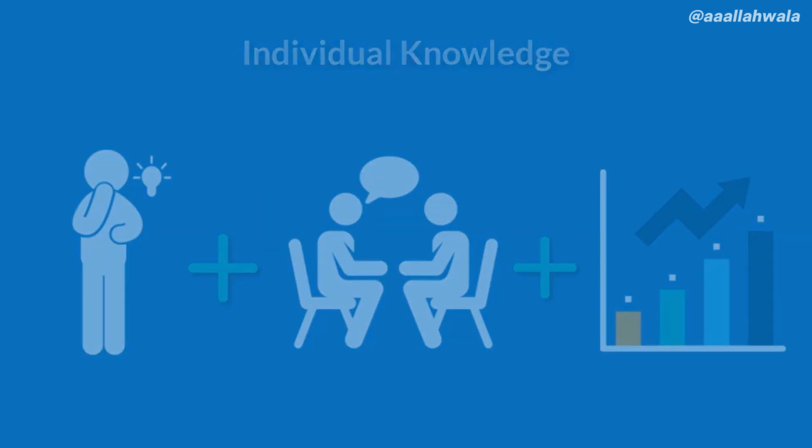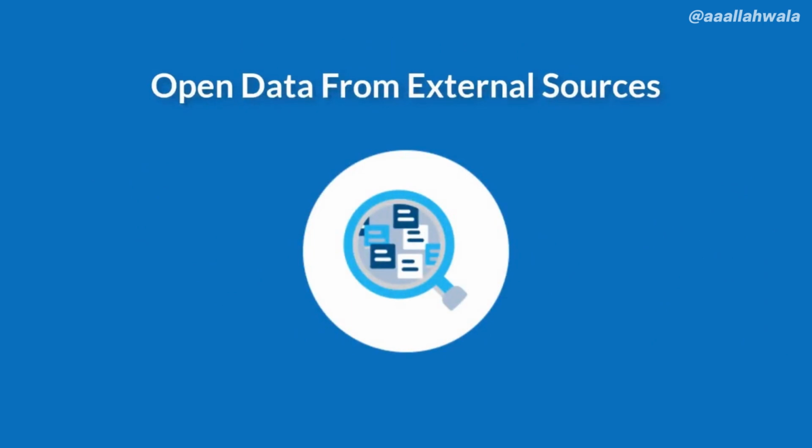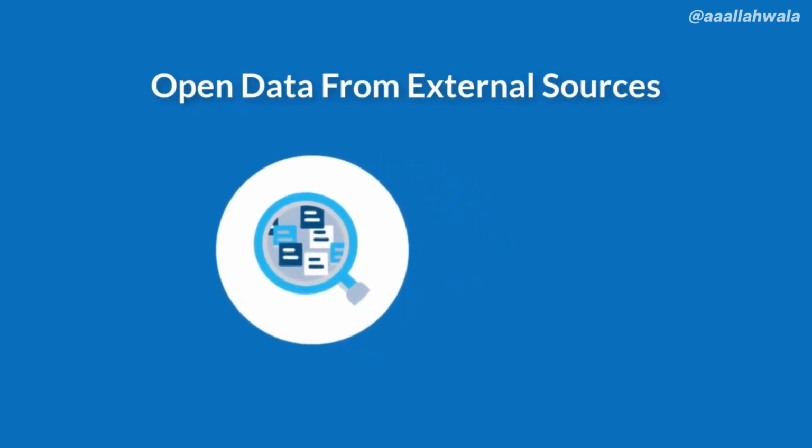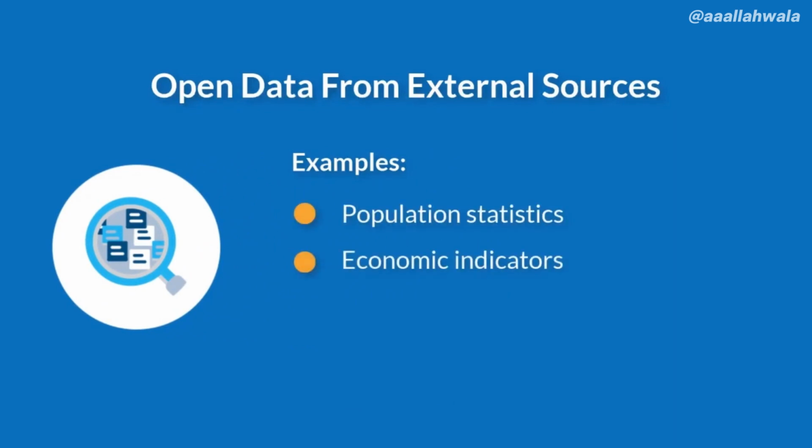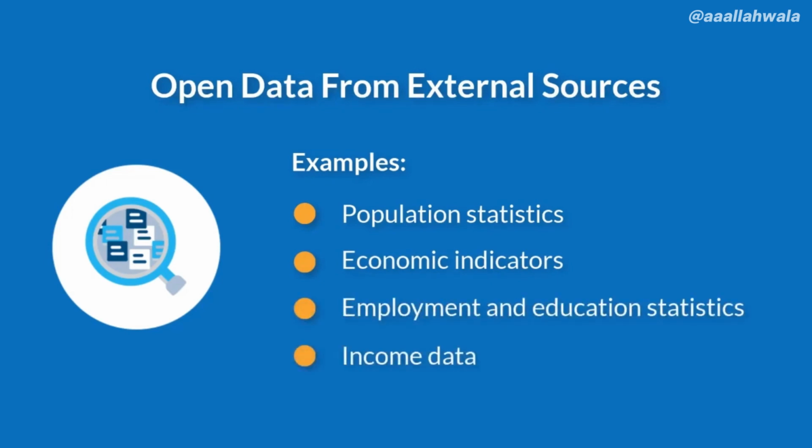You can also obtain data from external sources. In recent years, this has become a lot easier as various organizations subscribe to the principles of open data and share their data for public use. For example, the U.S. Census Bureau collects a vast array of data including population statistics, economic indicators, employment and education statistics, and income data. This information can generally be downloaded in standard formats that are easy for you to work with, like CSV files.